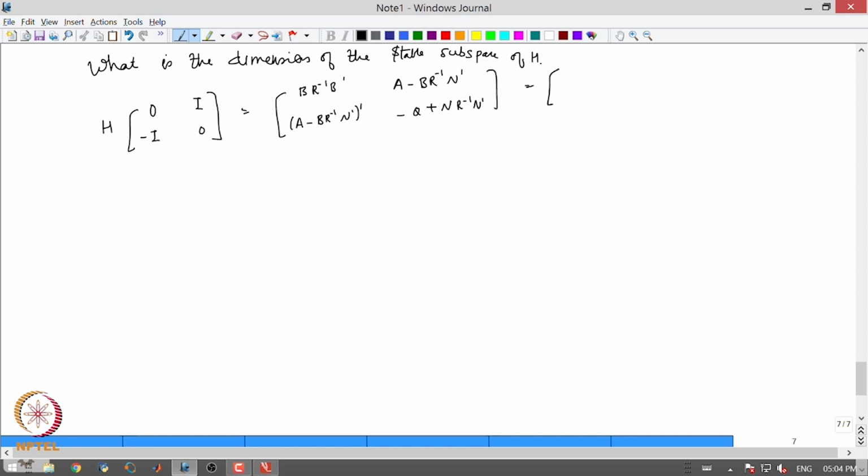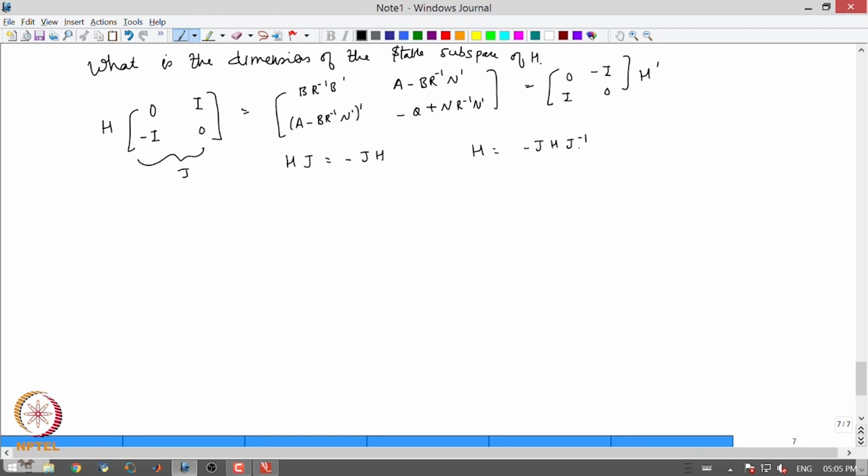This is also equal to 0, minus I, I, 0 with H transpose. Okay. If I call this J, what I have is H times J is J times H transpose. Okay. J is invertible, therefore, H is, it should be a minus here. Okay. So, H is minus J H transpose J inverse.